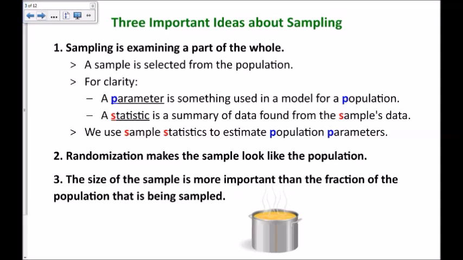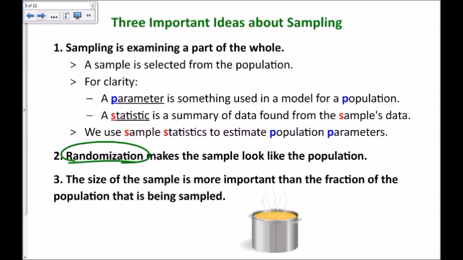Okay, number 2, randomization makes the sample look like the population. One reason that we use randomization is to help us make our sample look as much like the population as possible, so that our analysis about our sample would also be true for the population. So randomization is a really, really important key in sampling methods.